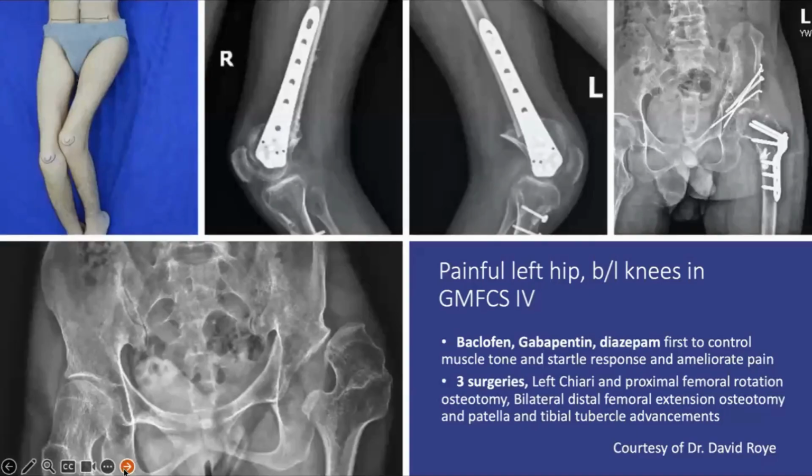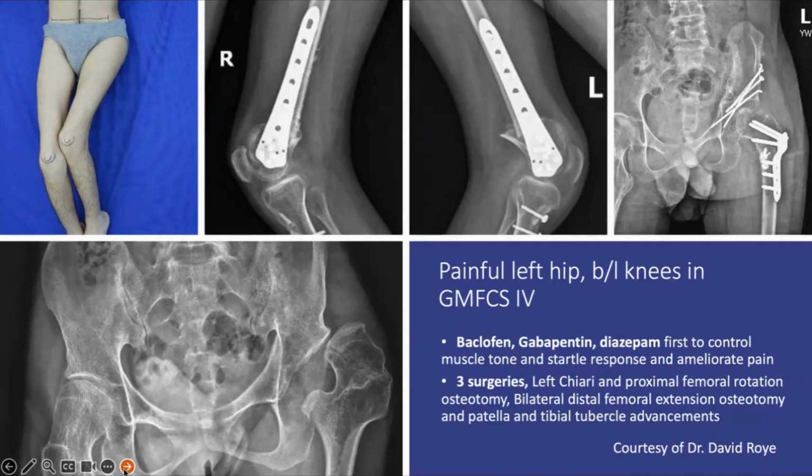These pictures I borrowed from my colleague, Dr. David Roy. The left picture shows that this patient has a left windswept deformity from a left hip dislocation. As you see on the bottom x-ray, his left hip is completely dislocated, and he has a very narrow hip abduction. Before we think about the surgical intervention, we have to control the spasticity. So Dr. Roy started oral baclofen, gabapentin, and diazepam to control his muscle spasticity along with physical therapy.